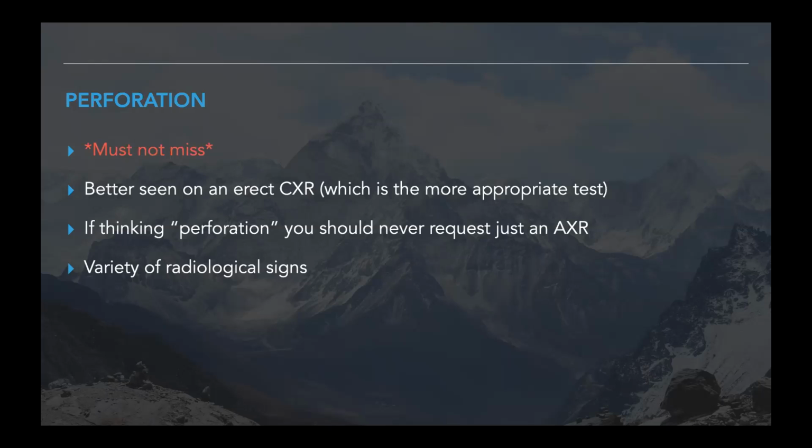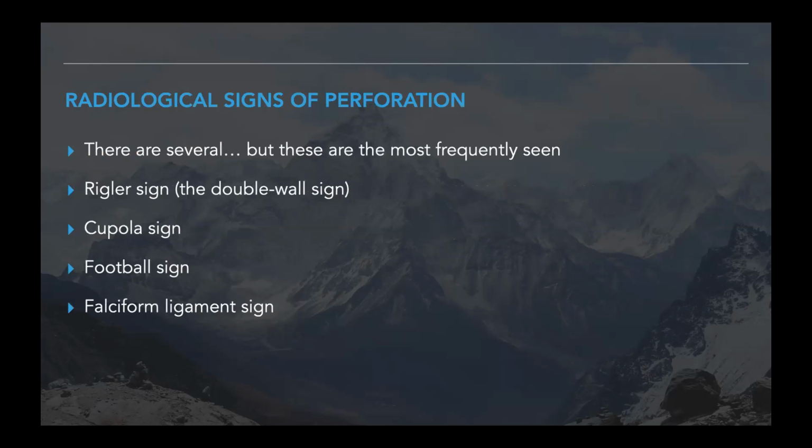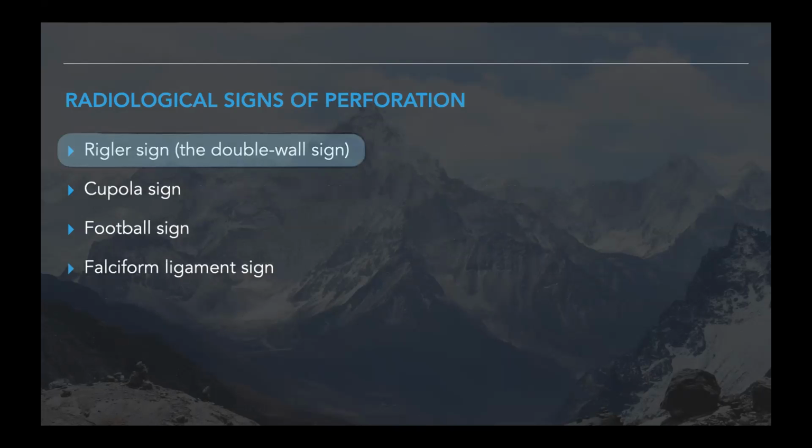If you think about it, air rises up, layers under the diaphragm, and you can easily see pneumoperitoneum on a chest X-ray. But for the sake of the talk, we'll discuss the radiological signs of perforation on an abdominal film. There are loads and loads and loads. If you go on Radiopaedia, the list is just absolutely endless. But I think these are probably the most frequently encountered. You should have heard of Rigler's sign, the double wall sign.